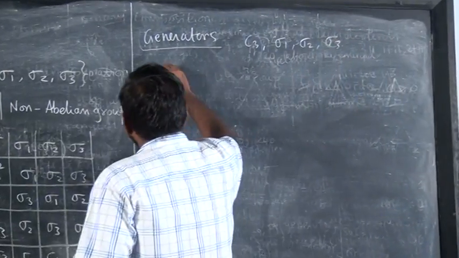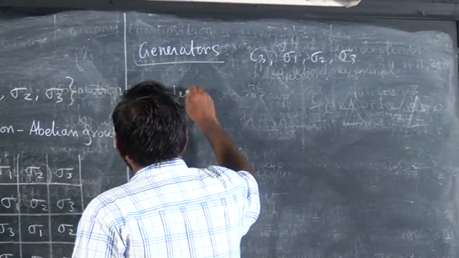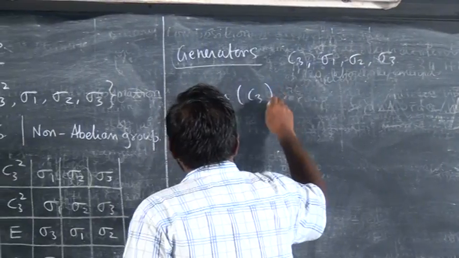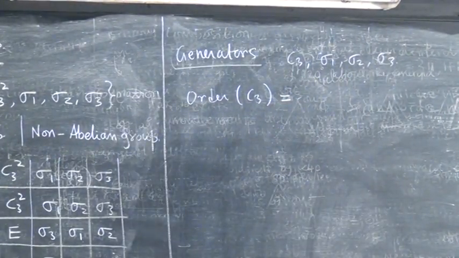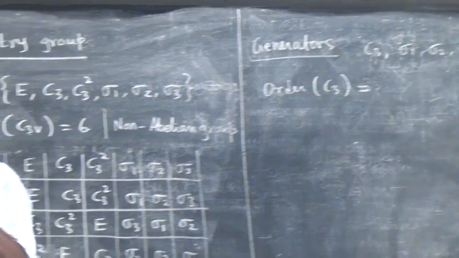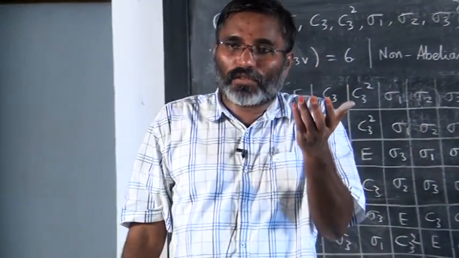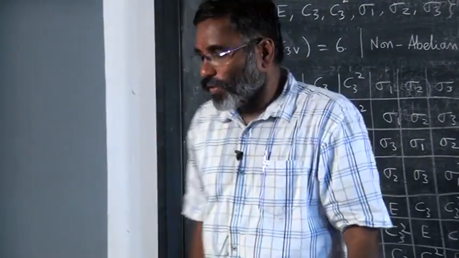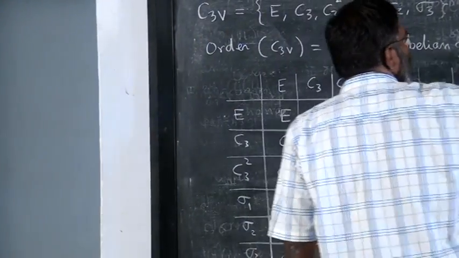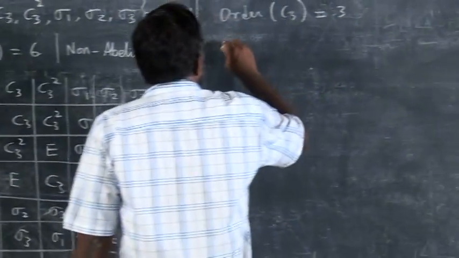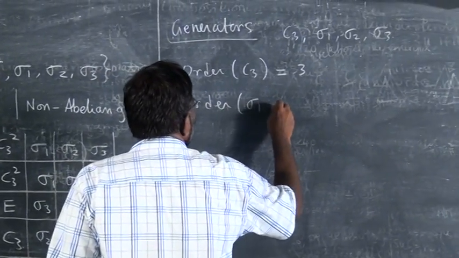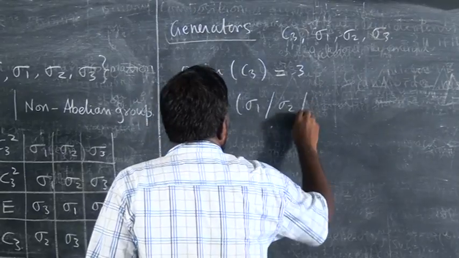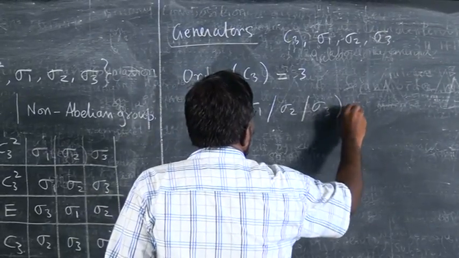What is the order of C3? Order of generator is the smallest power such that when you raise it to that power, it becomes identity. So what is the order? It is 3. Correct? Order of sigma 1 or sigma 2 or sigma 3 is 2.